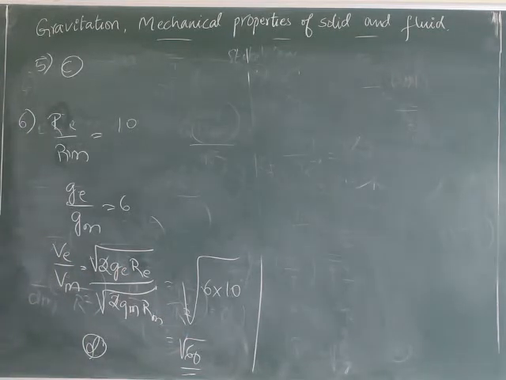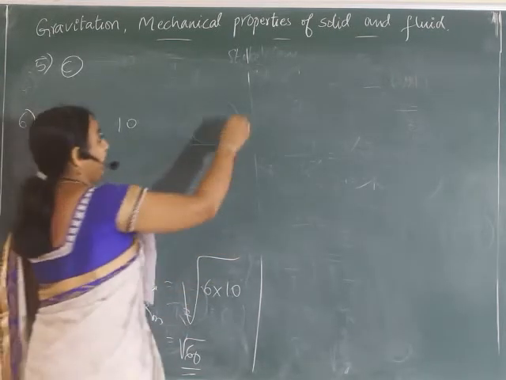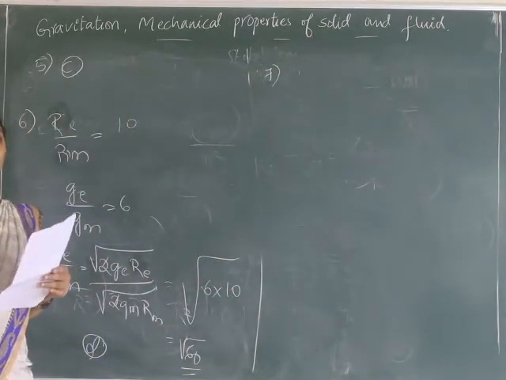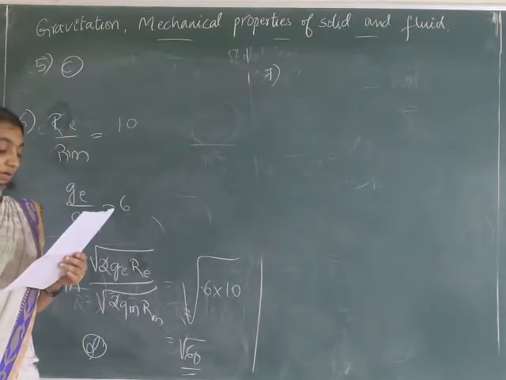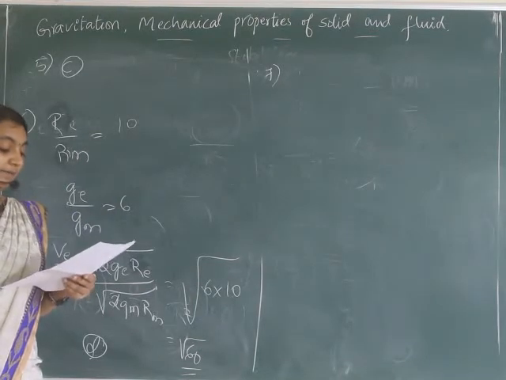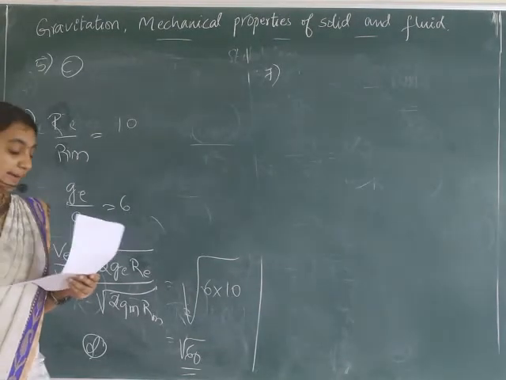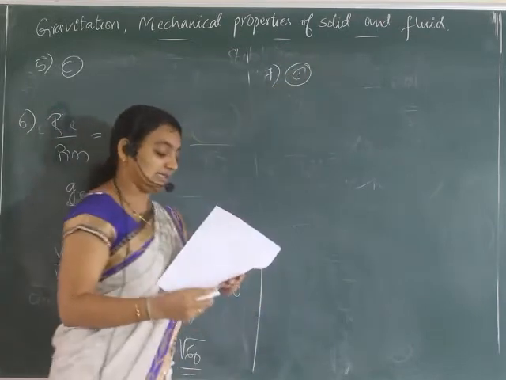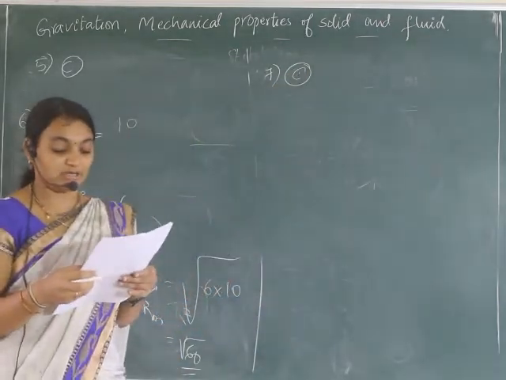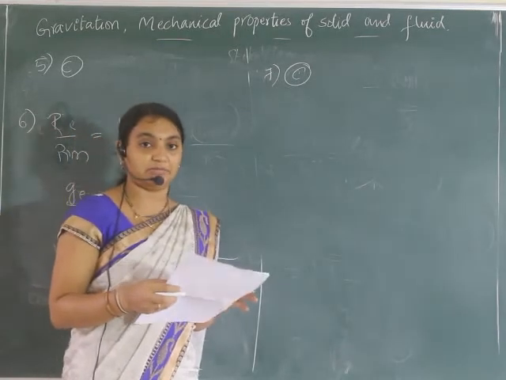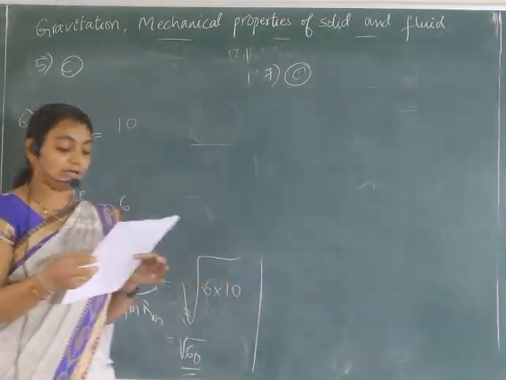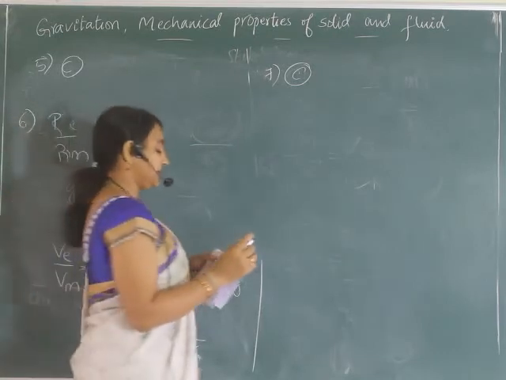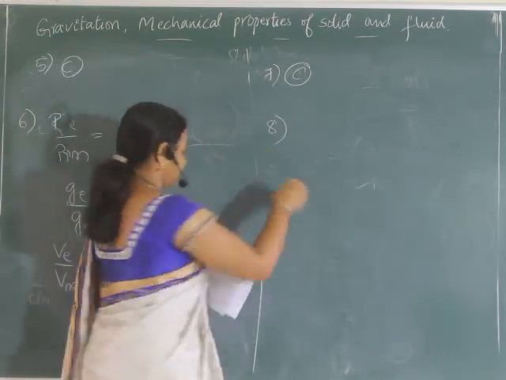Next, seventh one. Kepler's law. In the beginning itself we discussed about Kepler's law. What answer have we got? Kepler discovered the laws of planetary motion. He did not discuss the laws of motion, laws of rotational motion or curvilinear motion. He has discussed the planetary motion. Three laws, correct?